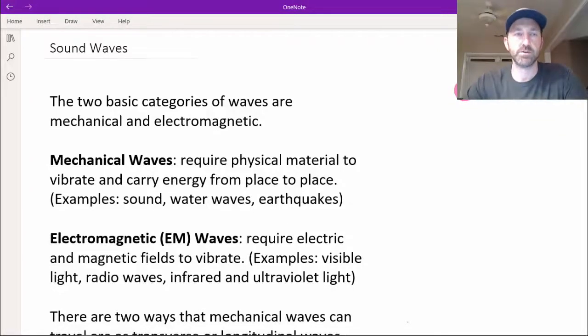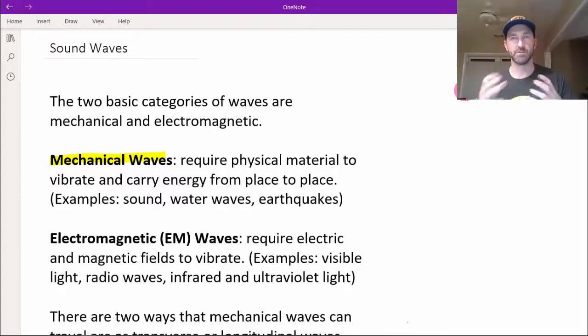Hello, I'm gonna do a short video here on sound waves, and in order to get started on that, I want to just quickly overview the two broad categories of types of waves that we're going to be talking about throughout the course. The first is mechanical waves, and mechanical waves are waves that are propagating or moving through physical materials.